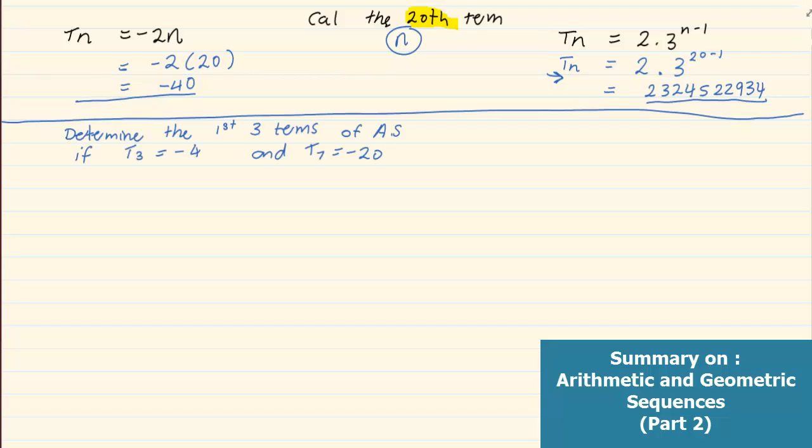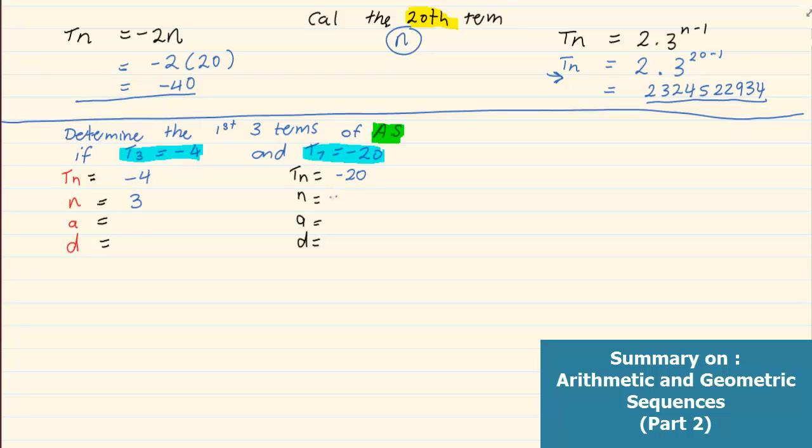Right, let's take the following example. If they say determine the first three terms of an arithmetic sequence, so we know we are working with the difference. If term 3 is equal to minus 4 and term 7 is equal to minus 20. So what we have to do is, we still need our Tn, N, A and D. But now we need it for two parts. We need it for T3 and we need it for T7. Now, if we fill in the information that we have, for T3 we have that Tn is equal to minus 4 and N is equal to 3. For T7 we have that Tn is equal to minus 20 and N is equal to 7.